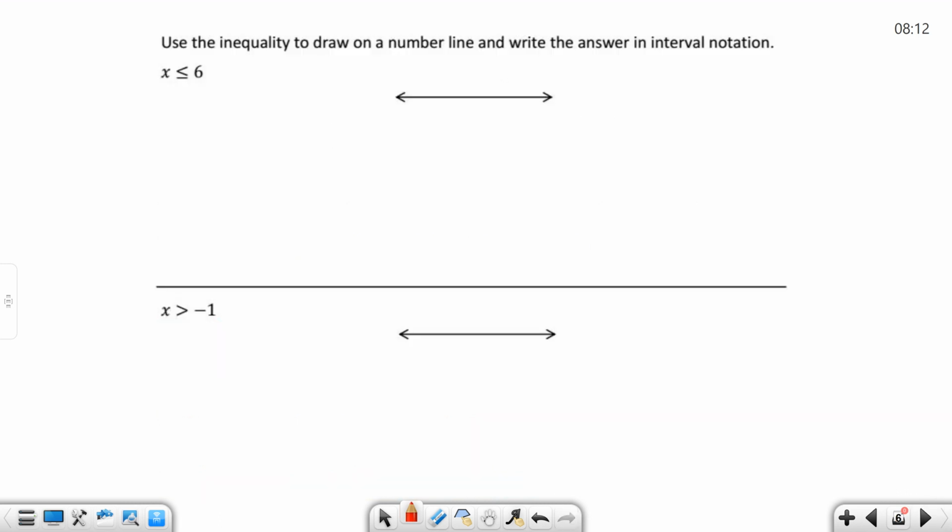So let's check some of these. Let's say that you've worked some inequality out, all right, and you've gotten x is less than or equal to 6. So what I want to do is draw it on a number line and then write it in interval notation. The number line is not necessary, but I think it really helps to see. So for you visual learners, you're going to love the number line, all right.